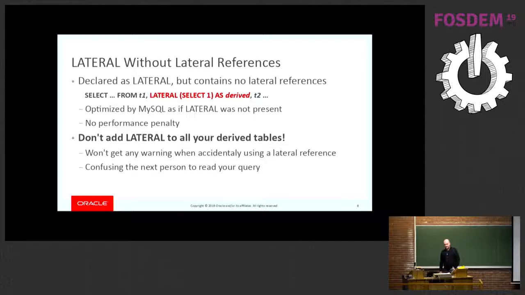But think about the next guy reading your query. So don't go add lateral to all your derived tables. If you come to a query and see this lateral in front of this derived table, there must be a lateral reference, but no, there's not. And who the heck was this guy who wrote this? And you discovered it was yourself.